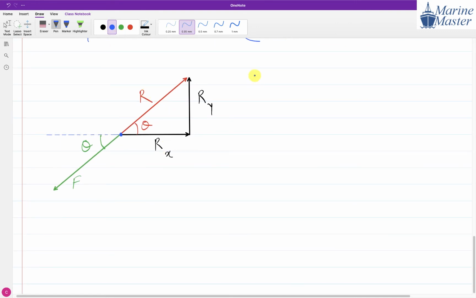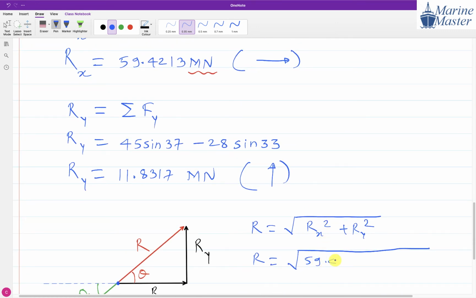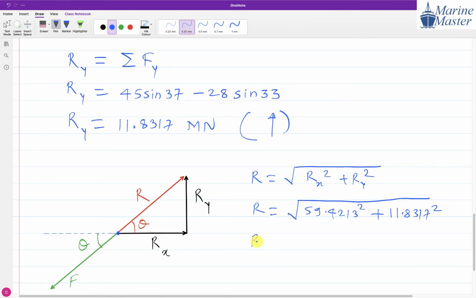So how to get the value of R by Pythagoras theorem? R is equal to the square root of Rx square plus Ry square. So R is equal to the under root of Rx, which is 59.4213 square, plus Ry, which is 11.8317 square. So how much value of R will we get? 60.587.